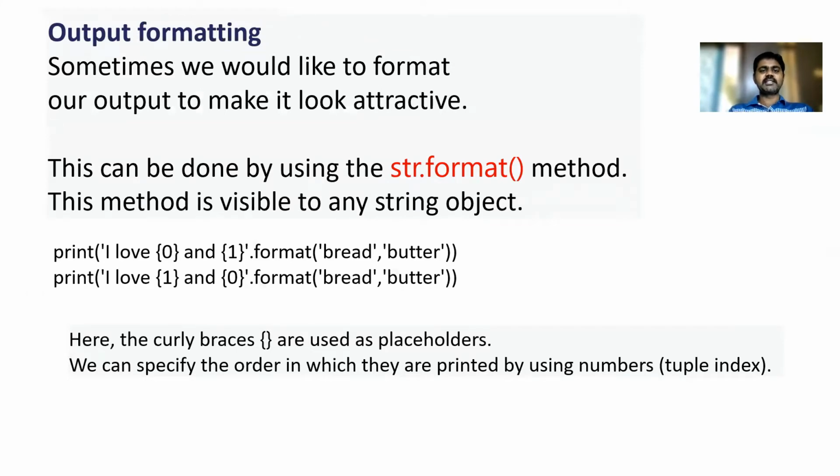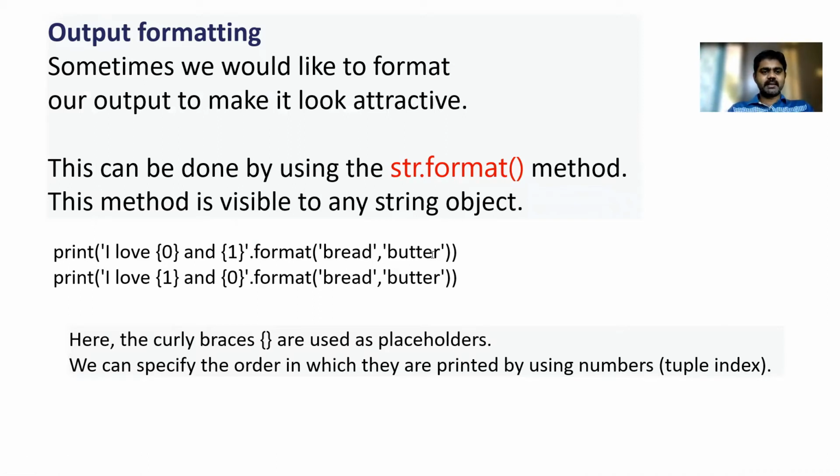Output formatting. So this is most important. Sometimes we would like to format our output to make it look attractive. This can be done by using the str.format method. Using this method, we'll make our output look more beautiful. If you see the example here, I love {0} and {1}. In the place of 0 and 1, I am formatting and giving inputs like bread and butter. So the output will be I love bread and butter.